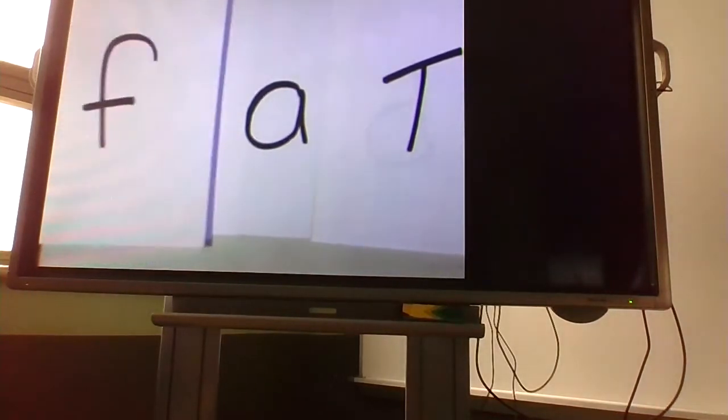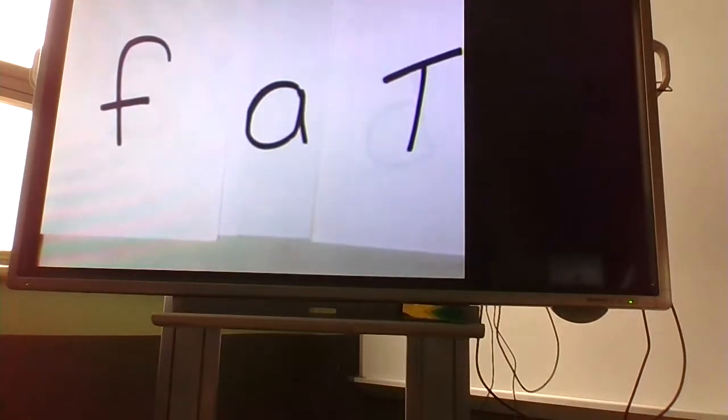And the last one that we're going to blend. Here we go. F-a-t, fat. F-a-t, fat. Yes, the word is fat. Way to go with your blending.